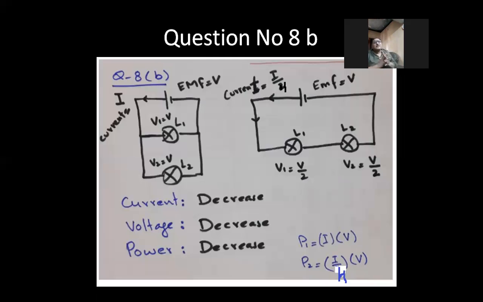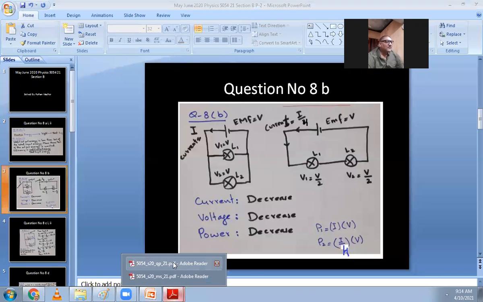So when you connect the two filaments, for example, in the first case, they were connected in parallel to each other, and then you connected them in series with each other. When you connect the lamps or filaments in series with each other, the current coming from the battery will decrease. The voltage drop across each resistor will decrease. Each filament will decrease. And the total power produced will also decrease. So the answer is very simple: decrease, decrease, decrease. So let's move to the next part.